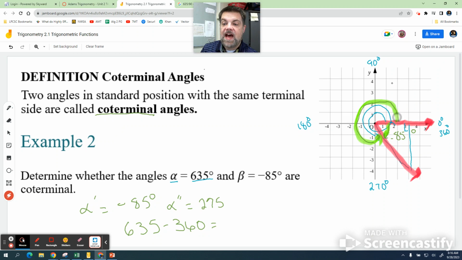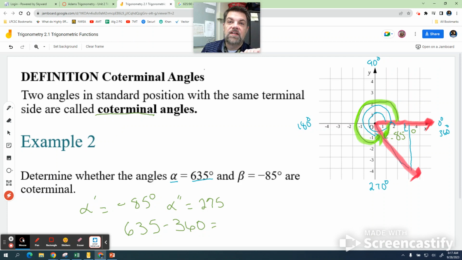Well, what's another angle if I do the positive angle? Well, if I go in the positive direction, I go 90, 180, 270, plus 5. Does that make sense? Did that help?